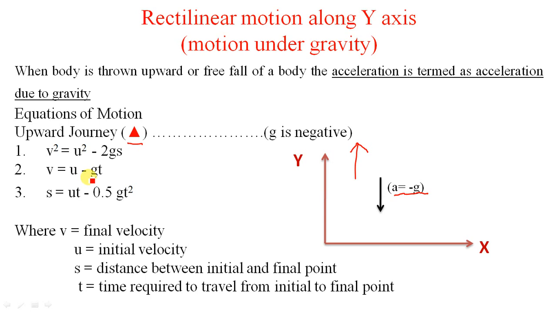The third equation, s is equal to ut plus 1 half at square. Here again a is replaced by minus g, so your equation becomes s is equal to ut minus 1 half gt square, where v is the final velocity, u is the initial velocity, and s is the displacement between initial and final point. t is the time required to travel from initial to final point.